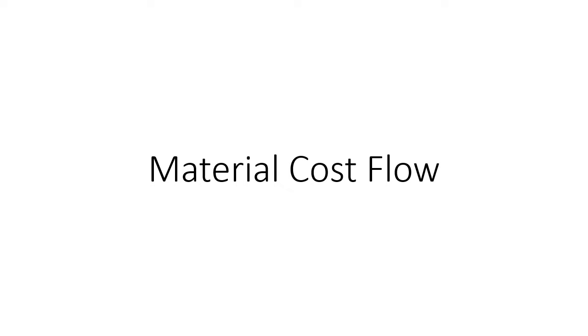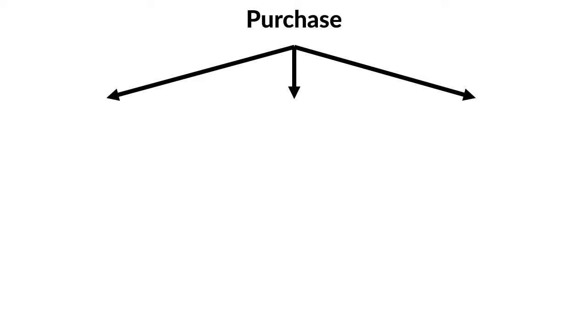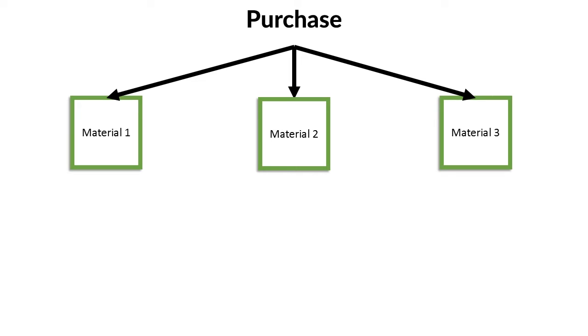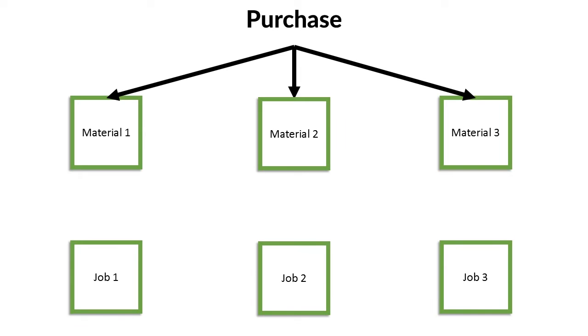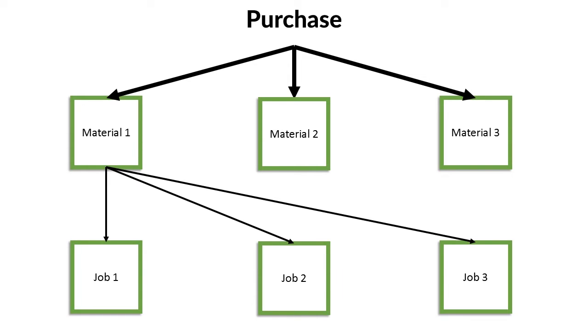Okay, so as we know, when we acquire materials, we purchase them, right? So let's say we purchase material 1, material 2, and material 3. And we know these materials will be used in jobs. So let's say we have job 1, job 2, job 3. The beauty of a job order cost accounting system is that it tells us where each material goes and which job receives these materials. So let's say, for example, material 1 is used in job 1, 2, and 3. It's actually all the jobs. Let's say material 2 is only used in job 2. And material 3 is only used in job 1 and 3.